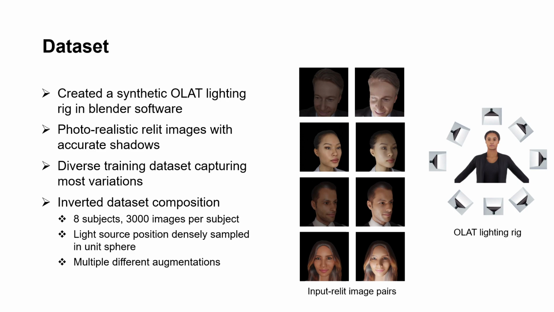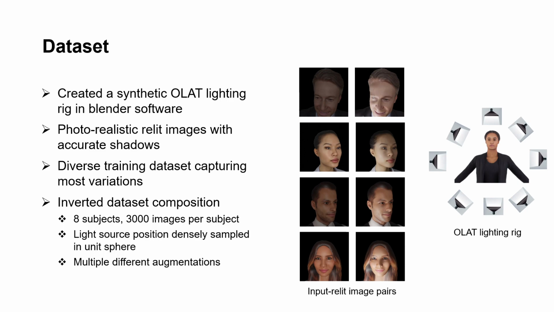As mentioned, we created a synthetic OLAT lighting rig in Blender and generated the training dataset using synthetic 3D human models. The training dataset has photorealistic and accurate shadows. We argue that it's easier to learn the foreground subject than the relationship between the face pose, light direction, and shadows. Thus, we use a novel dataset composition strategy to create our training dataset.